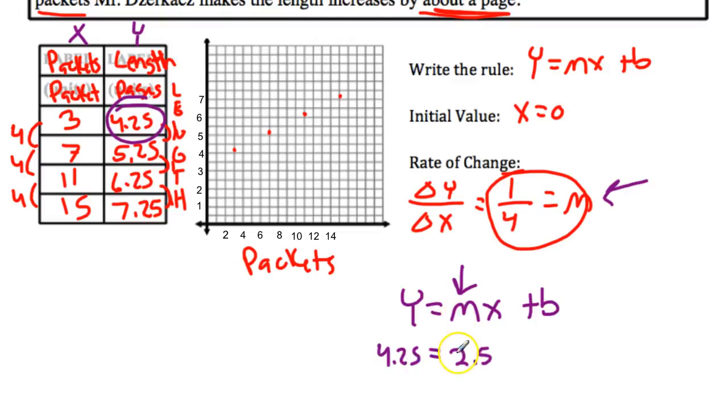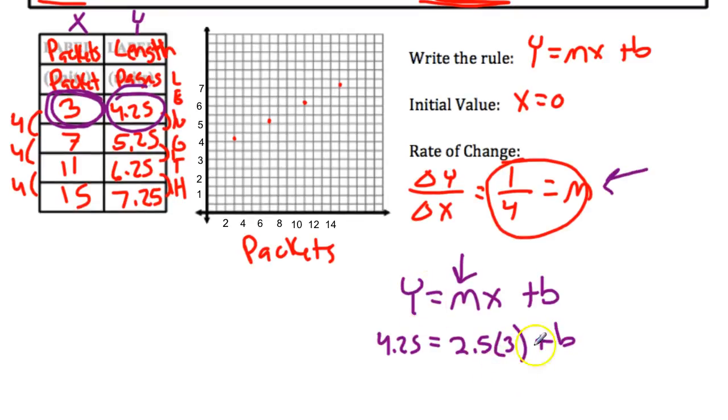This equals, I put in the m. Now I need to put in the x. If I chose this y, I need to choose this x right there. So instead of this x, I'm going to write a 3. The b, that's what I'm trying to find, the y-intercept. So I'm still going to write plus b. Now I just need to solve this equation and solve for b.